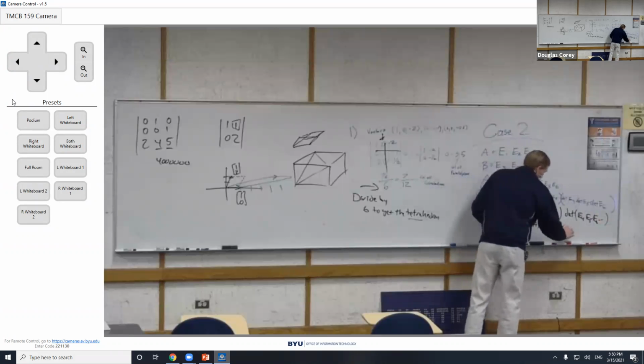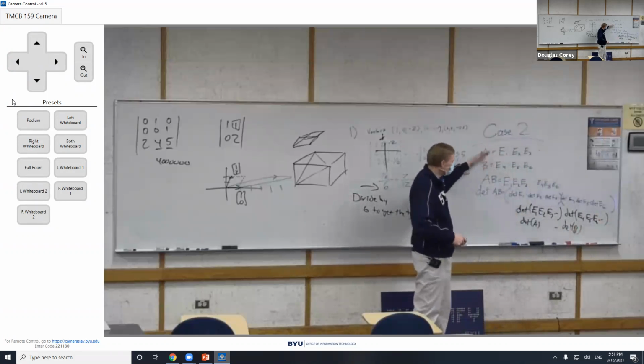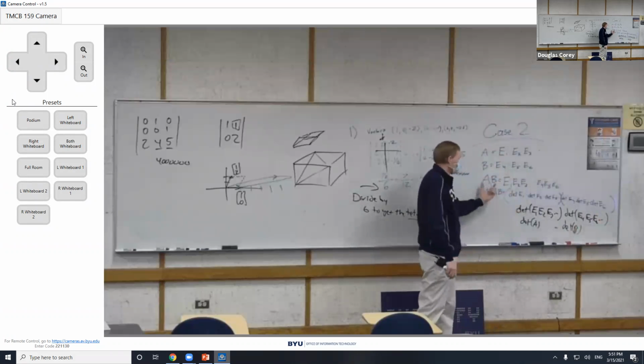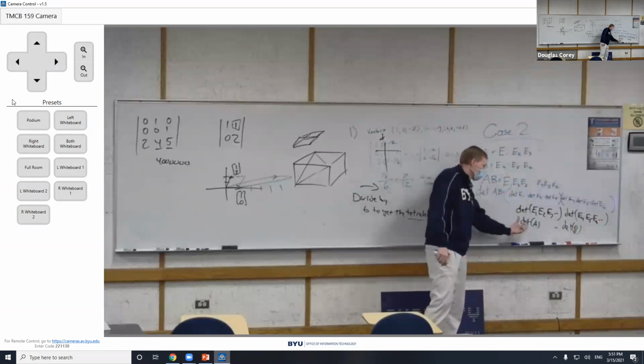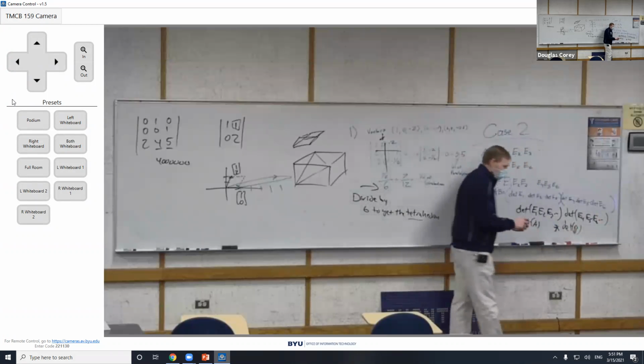This is equal to the determinant of B. There. So we used what we know about elementary matrices to prove that, hey, the determinant of AB is the same as the determinant of A times, that's a multiplication, times the determinant of B.